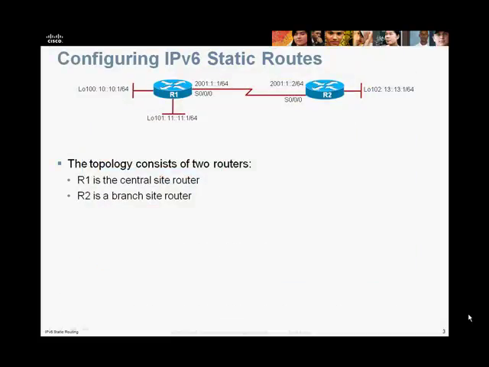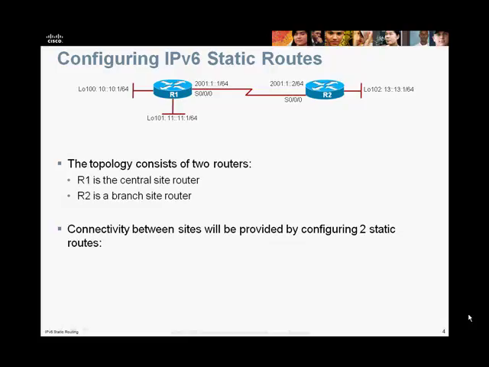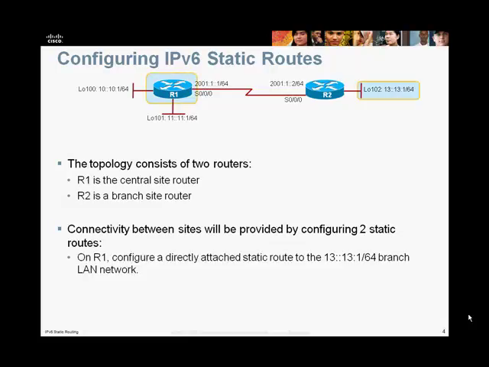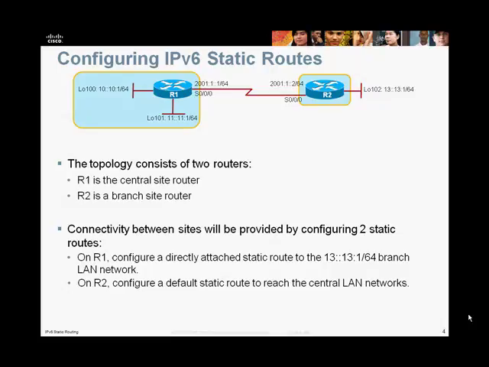The example consists of a simple two-router topology. Router R1 is the central site router, and router R2 is the branch site router. Connectivity between sites is provided by two static routes. R1 will be configured with a directly attached static route to reach the branch site LAN on R2. Router R2 will be configured with a default static route to reach the two central site LANs on R1.